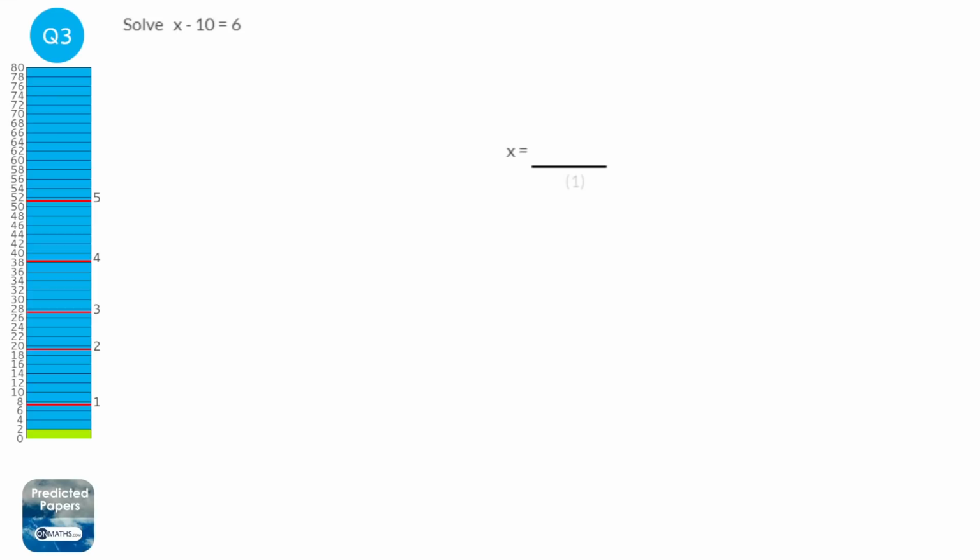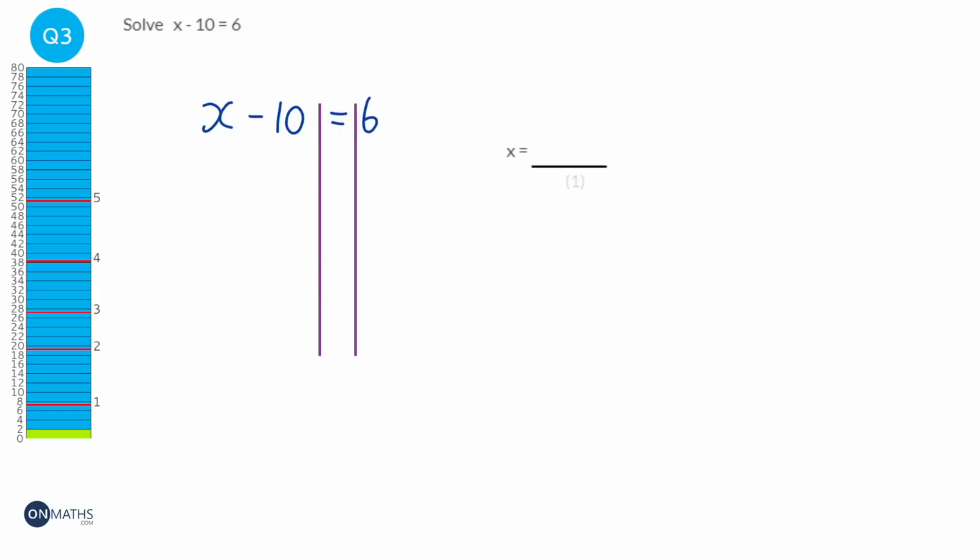So I'm going to start just by copying this question. When we're told to solve, it means we need to find out what x is, and there's a nice little strategy to be able to do that. The first thing we do is just draw lines left and right of the equal sign. And we look at the left hand side and work out what is stopping x from being on its own. Well, this minus 10 here is stopping x from being on its own. So we need to get rid of that somehow, and we do that by doing the opposite of it.